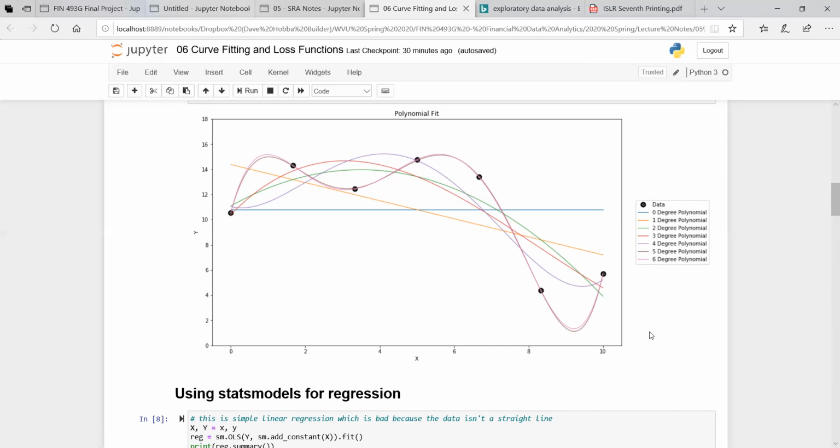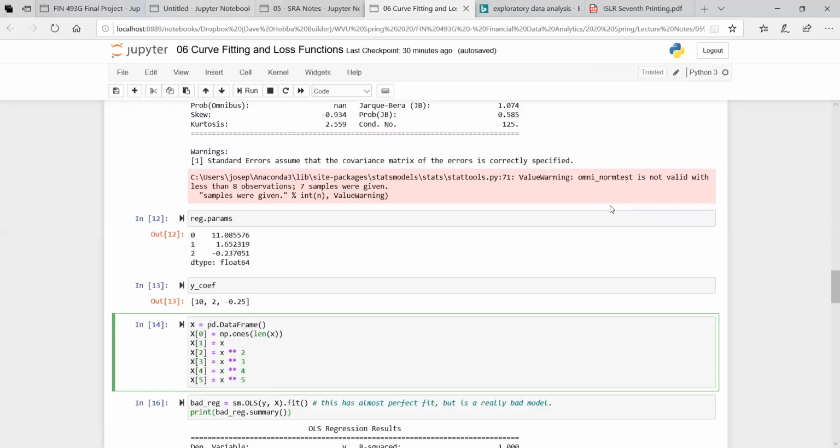It should be possibly even a negative number. But if you use the 5th degree or 6th degree polynomial, you're going to get a large jump in value. It'd be significantly off.